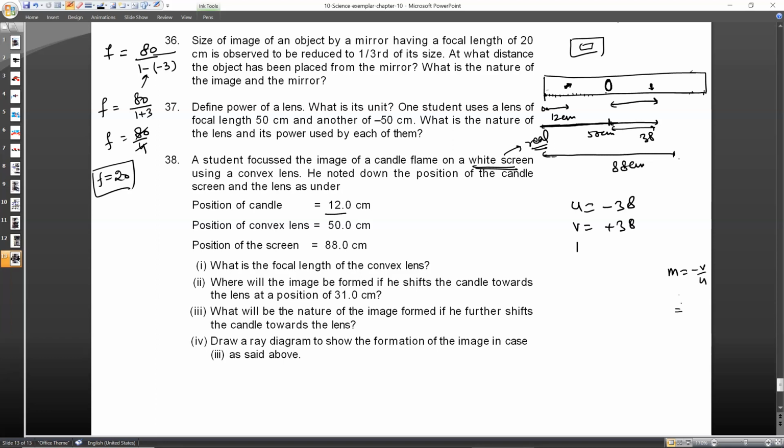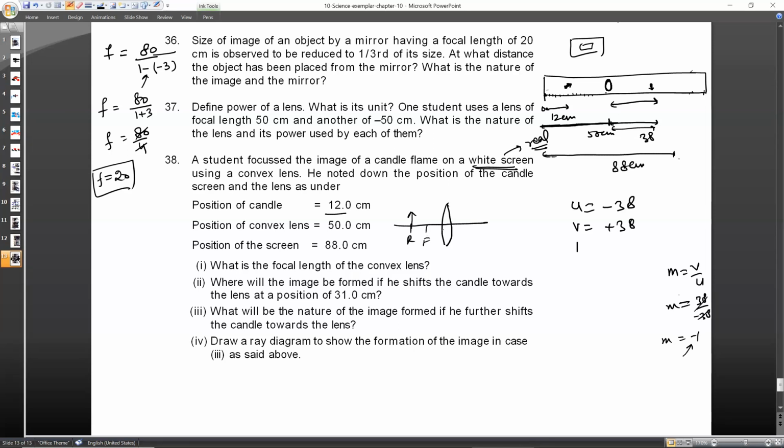When you put it, sorry, not because it is a length, we will put V by U, not V minus V by U. So this is minus of plus of 38, plus of 38 upon minus of 38. You cut it, you will get minus of 1. Minus indicating real image, 1 indicating same size. And same size image of this concave mirror is formed when object is placed at radius of curvature.